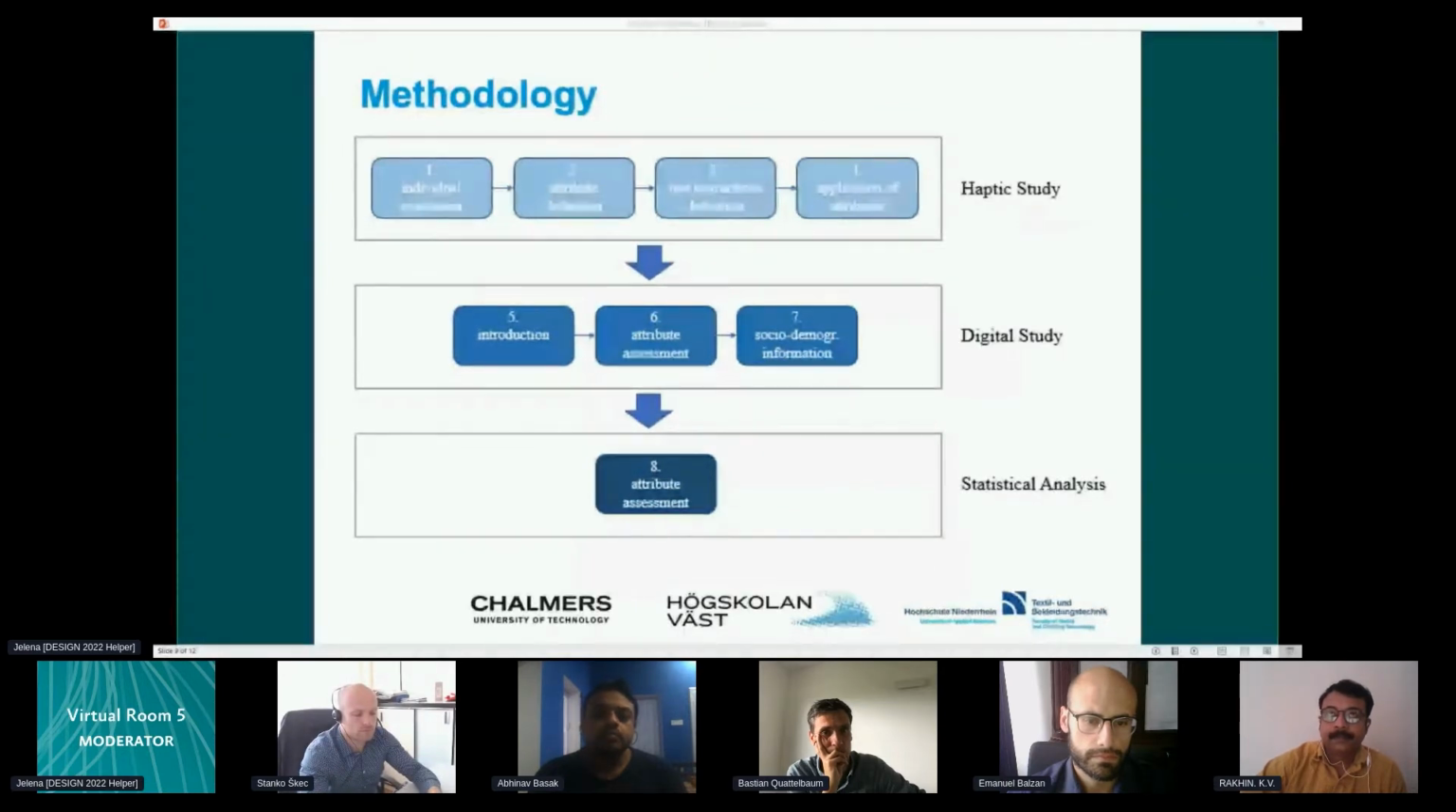Then we take this information out of the physical haptic study and put it into a digital study. In the digital study, we only use visual cues, which means we present high-resolution pictures, we give an introduction, probands do the attribute assessment, and we collect, of course, socio-demographic information. Afterwards, we do statistical analysis and check what the difference is between the haptic study and the digital study, and whether these attributes work just on the visual cue side.